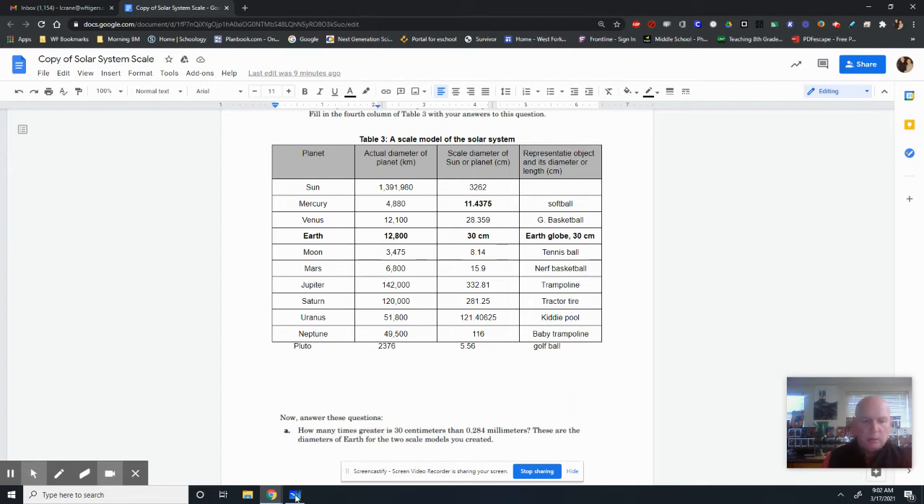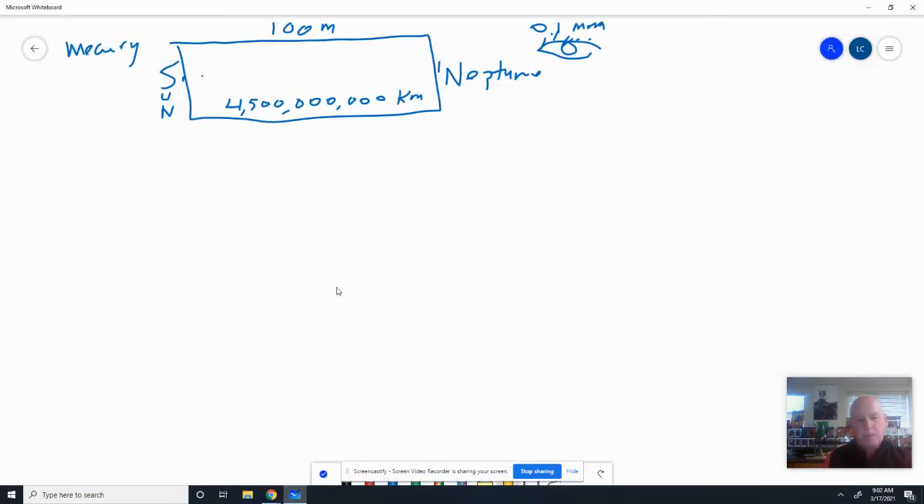So let's show you how to come up with the scale diameter of the sun or a planet in centimeters compared to our actual diameter. I'm going to use the Earth as the example. So I said Earth is 12,800 kilometers, and we're using 30 centimeters to represent it. So let's try to figure this out. I'm going to pick my blue color here. I like the blue. Sorry, it's my favorite color.